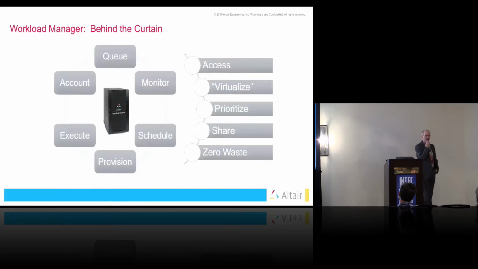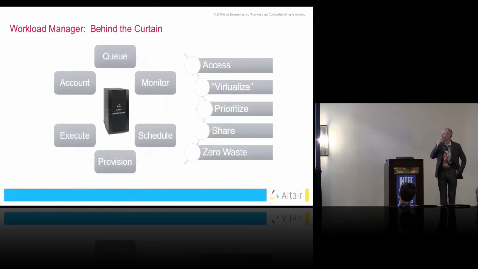Behind the curtain a little bit, what the workload manager is doing after the queue is this: you submit a job, it's sitting in the queue, and maybe you want to monitor it. Eventually, that job is actually going to get scheduled. Mostly I end up talking about the scheduling part all the time, and I'll say a few things about that.